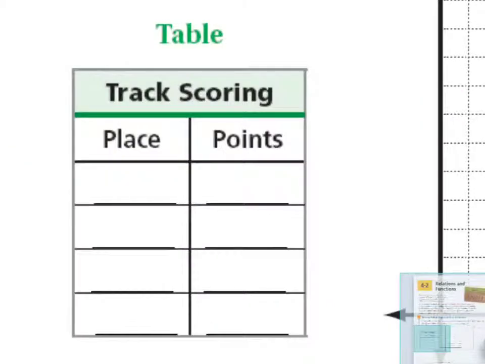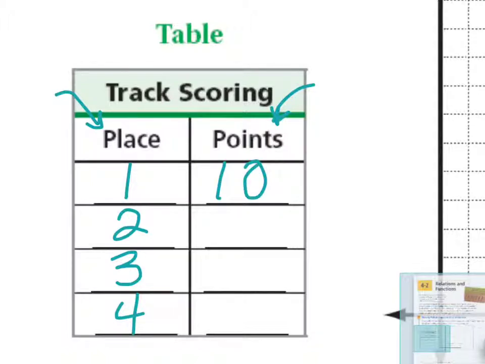If you want to express your data in a table, then just look at how your columns are labeled. Pretty much it's usually going to be X in the first column and Y in the second. Here it's place, which is our X, those are our X points. It's first place, second place, third place, and fourth. And the points that go with those. So for first place it's 10, for second place it's 8, third place it's 6, and fourth place it's 4. So that's a table, and that's how you would represent it.